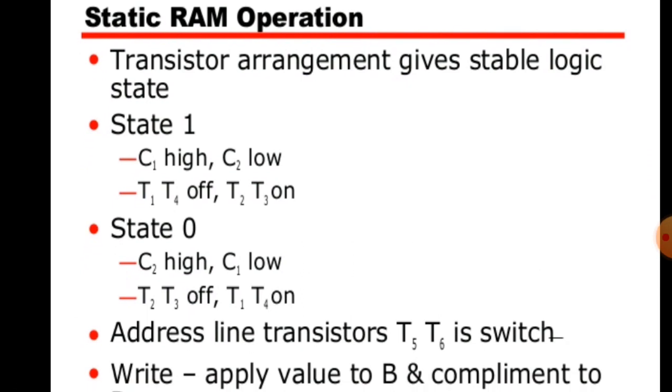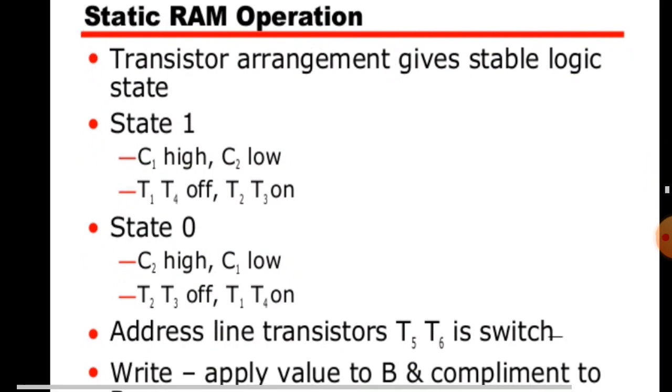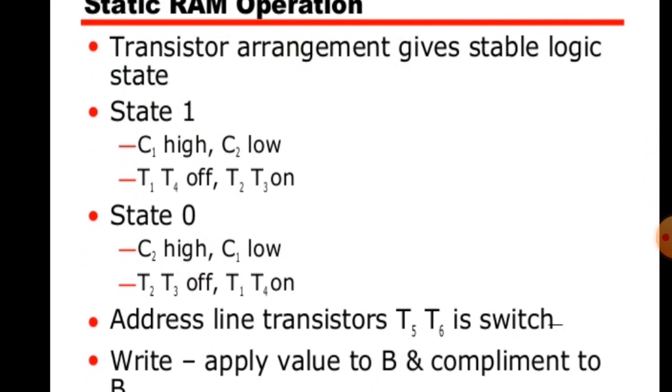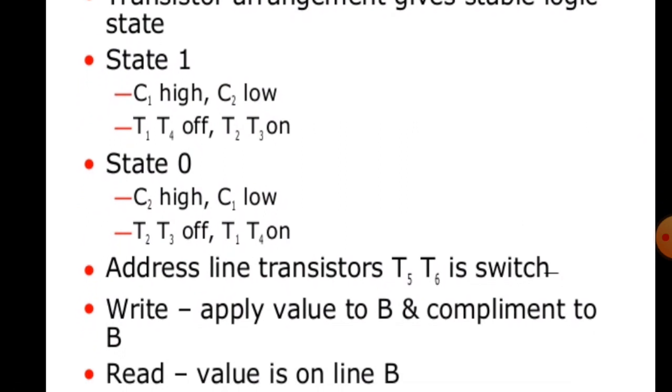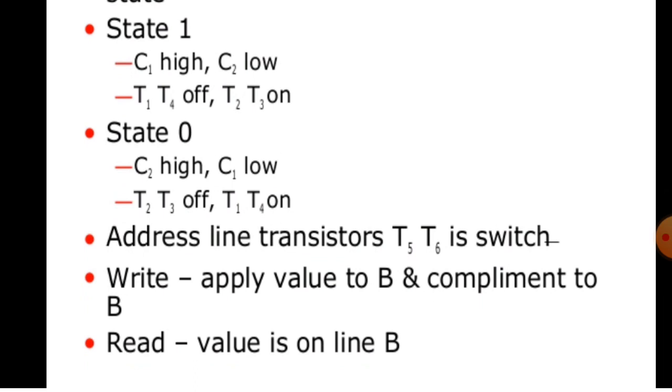Then operation. The transistor arrangement gives a stable logic state. State 1: C1 high, C2 low, T1 and T4 off, T2 and T3 on. State 0: C2 high, C1 low, T2 and T3 off, T1 and T4 on. Address line transistors T5 and T6 act as switches. Write: apply the value to B and its complement to B bar. Read: the value is on line B.